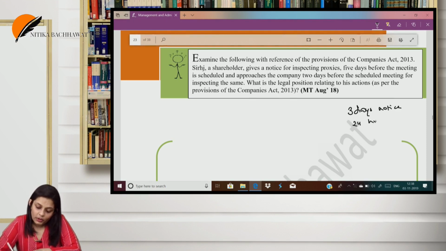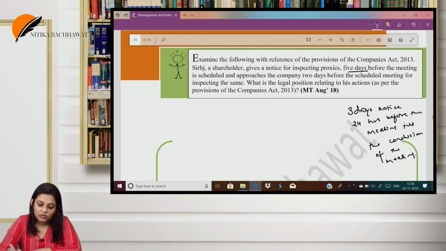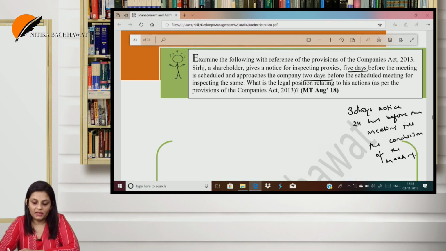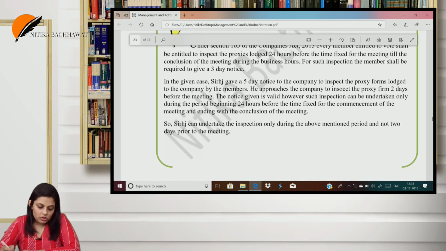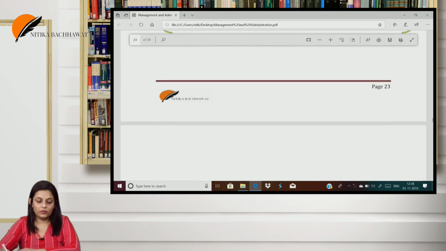Inspection can be done 24 hours before the meeting till the conclusion of the meeting. In this case, 5 days notice, okay, but he wants to inspect 2 days before the meeting. Can he do that? No. So, he can undertake the inspection only during the above mentioned period and not 2 days prior to the meeting.